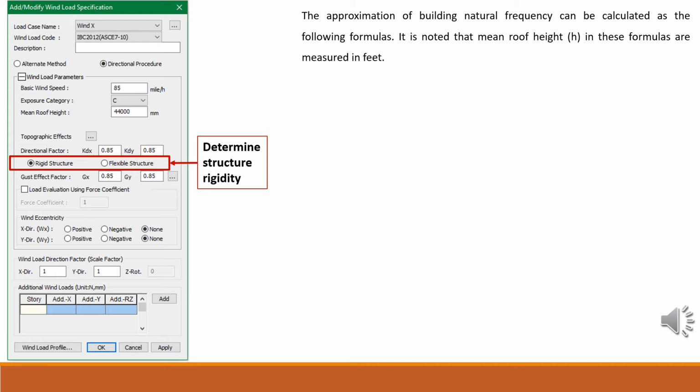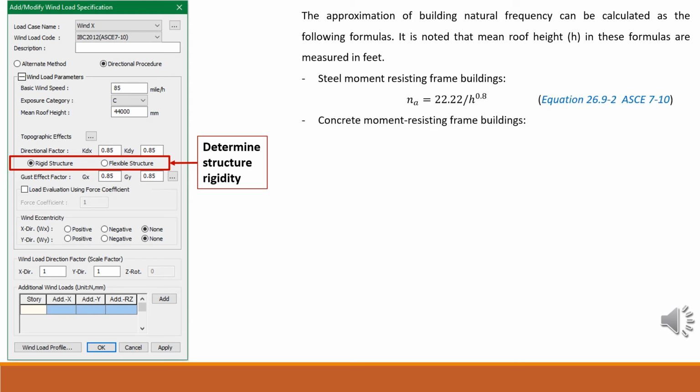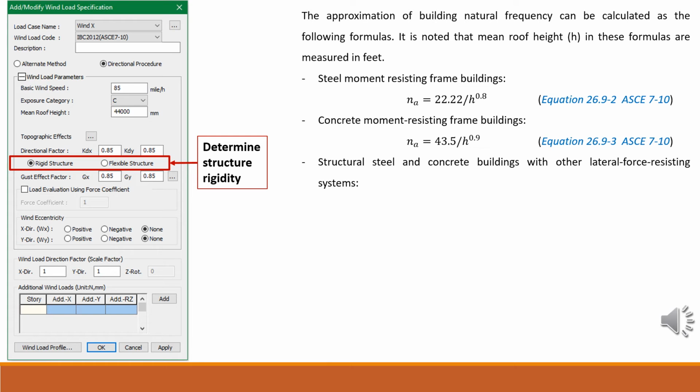The approximation of building natural frequency can be calculated with the following formulas. It is noted that mean roof height, h, in these formulas is measured in feet. Steel moment resisting frame buildings. Concrete moment resisting frame buildings. Structural steel and concrete buildings with other lateral force resisting systems.